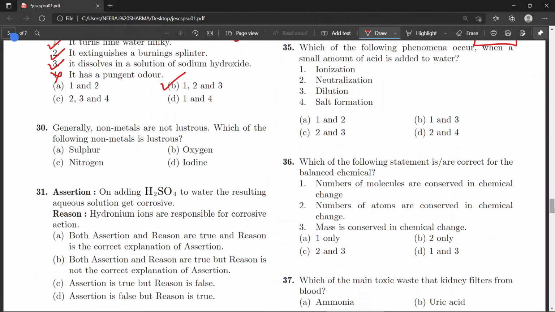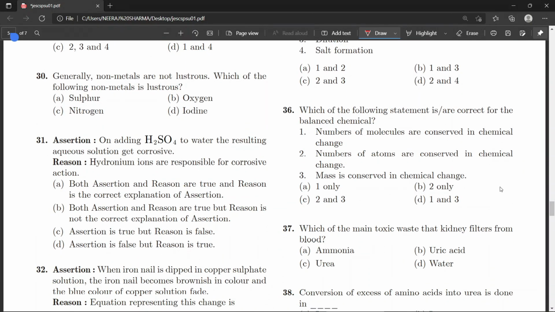Coming to question number 30. Generally, non-metals are non-lustrous. Which of the following non-metal is lustrous? This is a very simple question. So you must be knowing this, right? So the sulfur, oxygen, nitrogen or iodine. So it is iodine, as you know, it is very lustrous. It is a shiny non-metal, right?